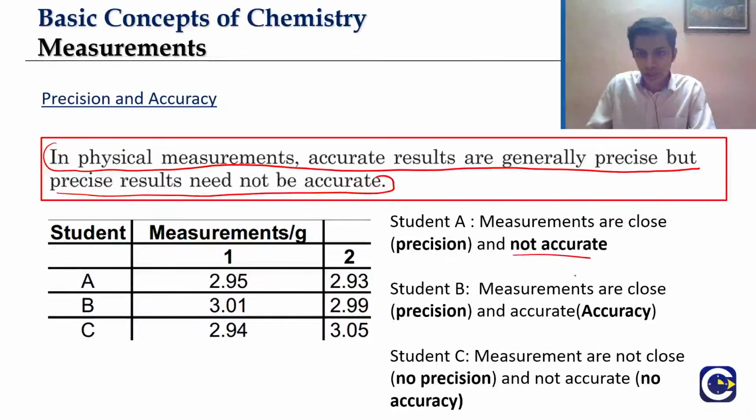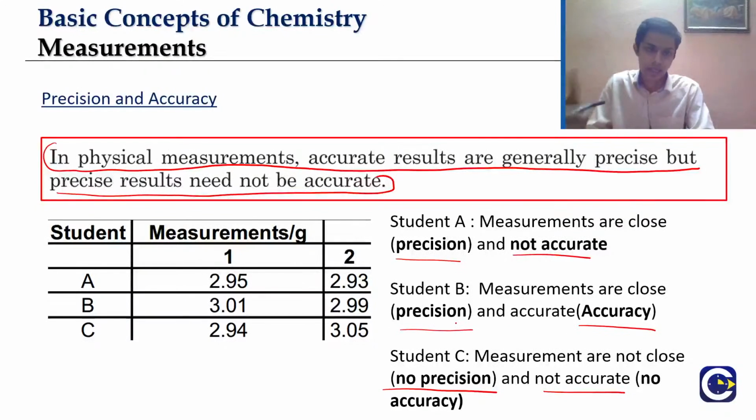See here, not accurate, not accurate. But in one case, precision is high. In another case, precision is low. Clear? Whereas when accuracy is high, precision will be definitely high.